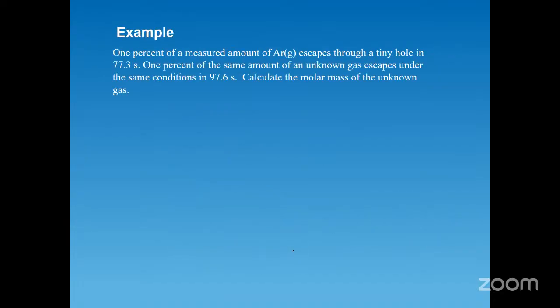Okay, now this one is a bit different. It says 1% of a measured amount of argon escapes through a tiny hole in 7.3 seconds. And then it says 1% of the same amount of an unknown gas escapes under the same conditions in 97.6 seconds. Calculate the molar mass of the unknown gas. All right, now in this case, they did not give you the rate of diffusion. They gave you the time it takes to diffuse, right? Those are two different things, but they're related to each other, right?